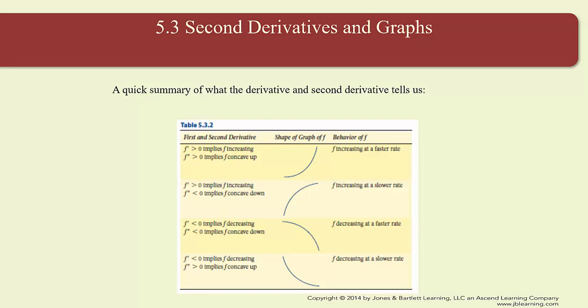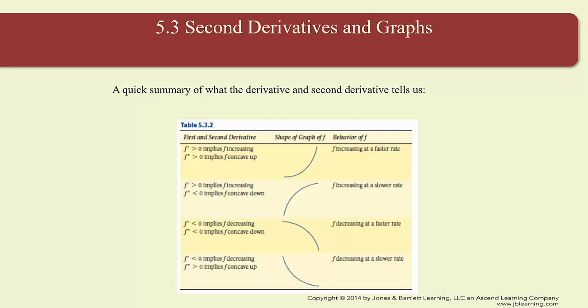Now look at the second row: if the derivative is positive, we know we're still increasing, but if the second derivative is negative, then we're concave down. The graph would have a general shape like what you see there. So the derivative being positive and the second derivative being negative tells me that the function is increasing, but at a decreasing rate, or a slower rate. Its rate of increase is slowing down.